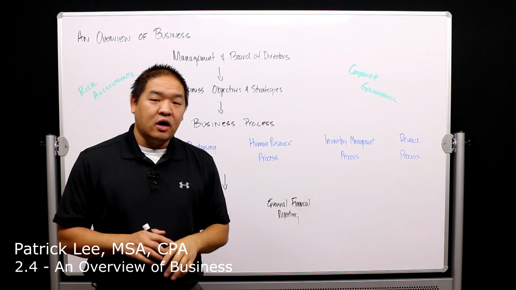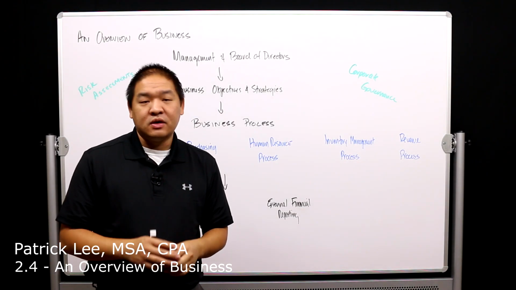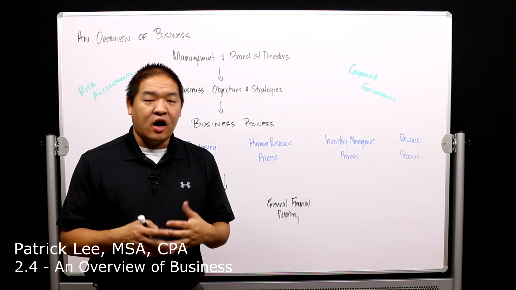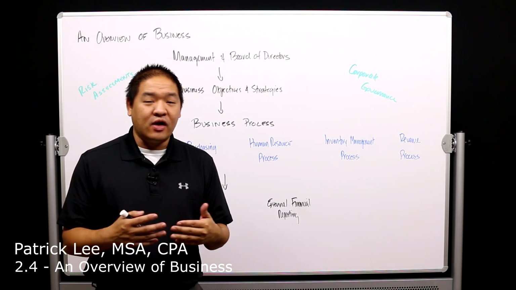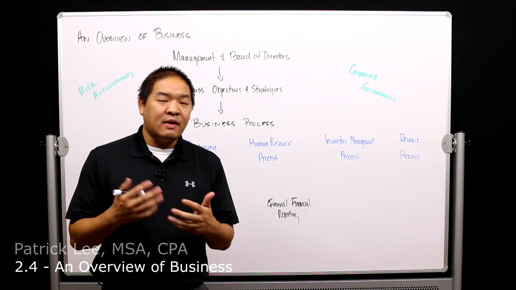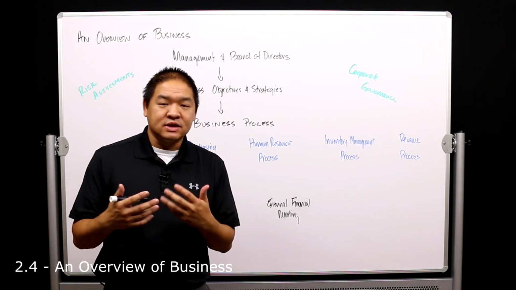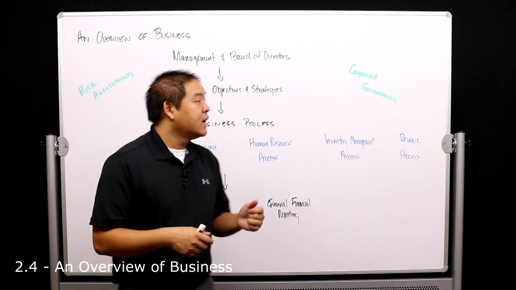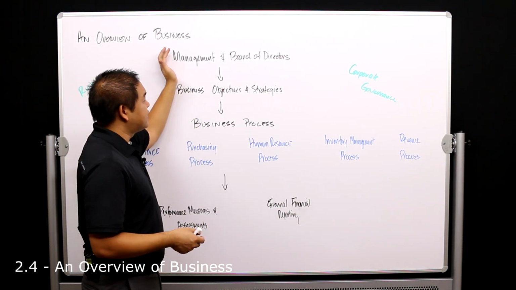All right, in this lesson, we're going to go over the overall business model, which will help us understand how auditors put together their audit and how they audit different parts of the organization's structure. So to talk about this overview, let's talk a little bit about what businesses are doing and what management is doing. So in an organization, we always start with our management and board of directors.